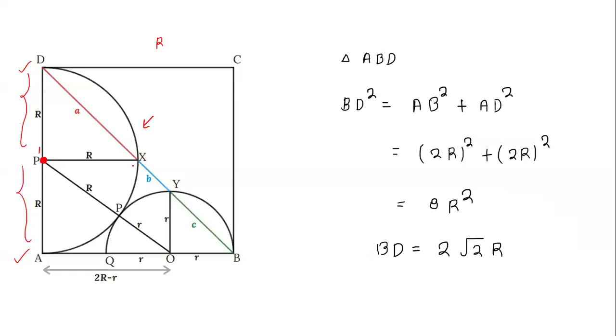We can easily see that this point X is also lying on this semicircle, so this is also capital R, and this point P is also lying on this semicircle, so this is also capital R. We can easily see that.